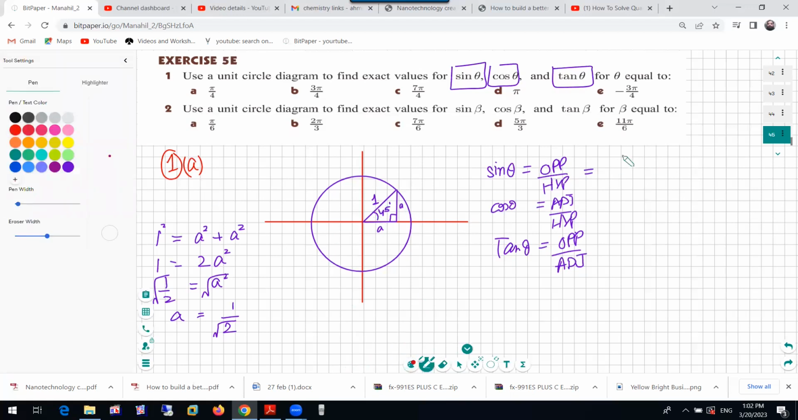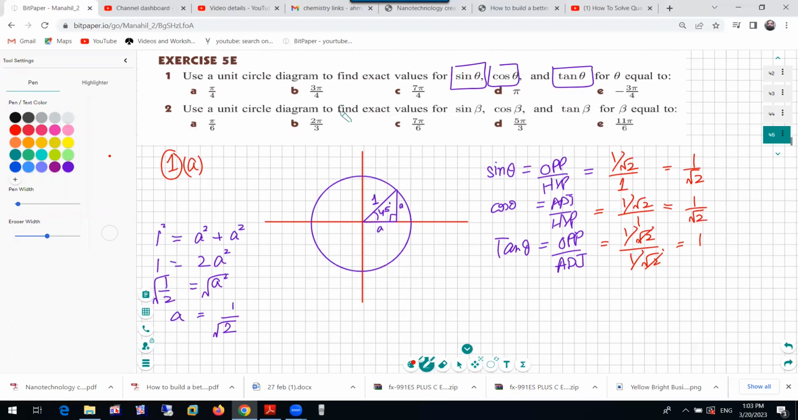45 degree. A, right? So A is 1 over square root 2. The hypotenuse is 1. So we get 1 over square root 2. Got it? Cos theta, adjacent over hypotenuse, the adjacent side is 1 over square root 2, and divide by 1. So we get 1 over square root 2. The tan is opposite over adjacent. So 1 over square root 2 over 1 over square root 2. So we get 1, right? So we cancel with this.